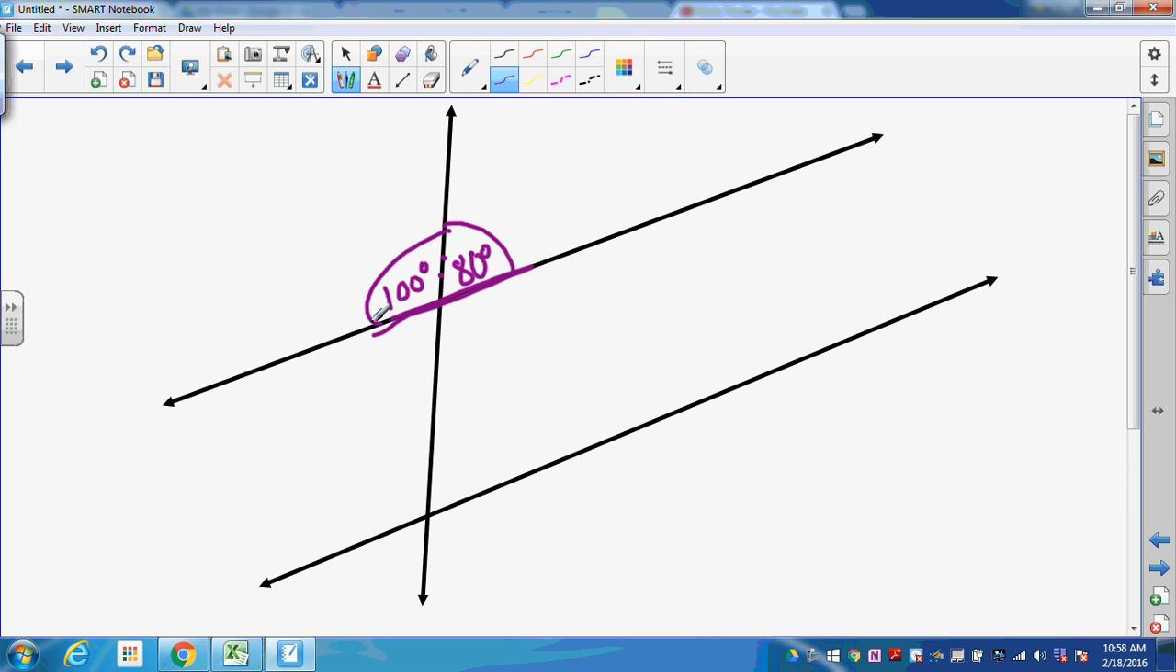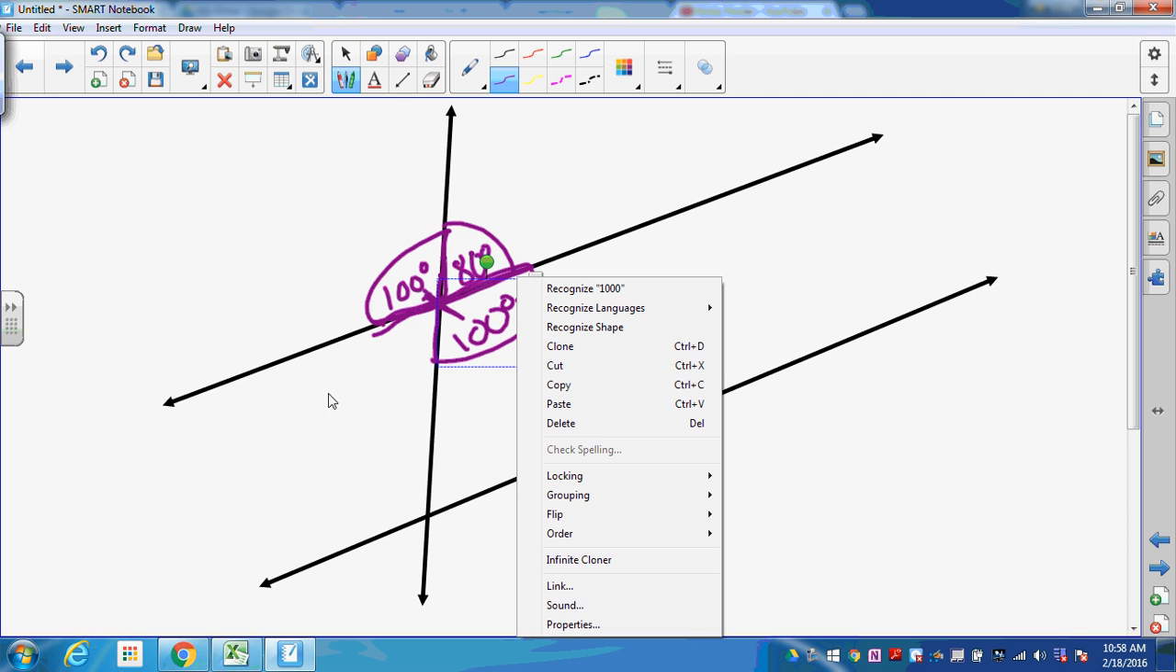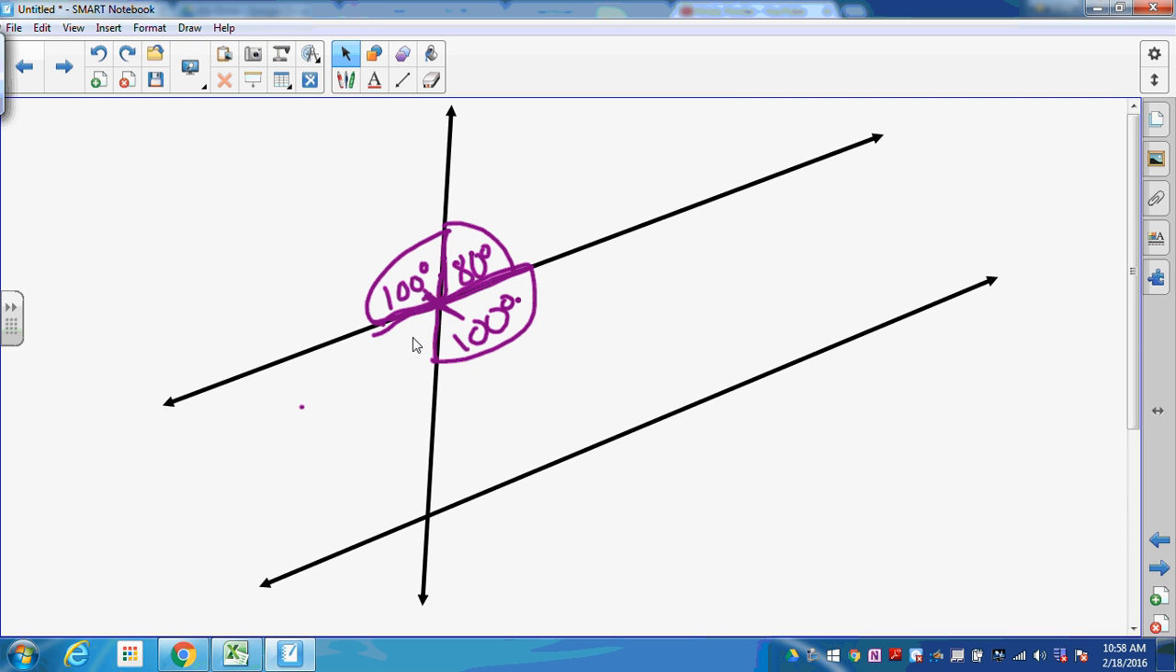Now the next thing I'm going to look at is I see that this 100 degree angle and this angle right here are vertical. These two angles right here are vertical angles, and I know that vertical angles are congruent, so that means the measure of this angle is also going to be 100 degrees. All right, so I can also apply the vertical angles here. Lost my marker. Okay, I know that this angle and this angle right here are also vertical angles, so that means that the second angle over here is going to be 80 degrees as well.